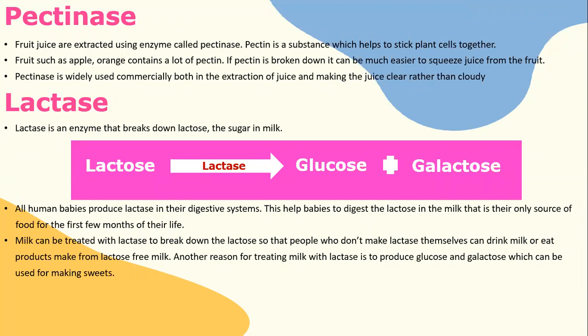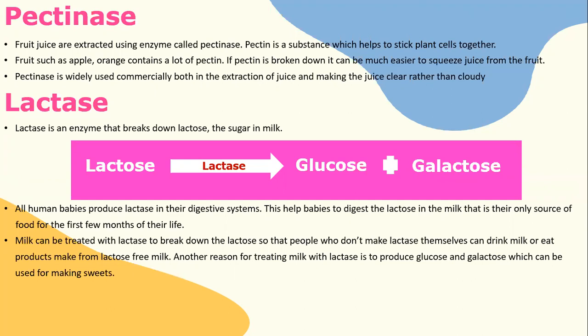Pectinase. Fruit juice is extracted using an enzyme called pectinase. Pectin is a substance which helps to stick plant cells together. Fruits such as apple and orange contain a lot of pectin. If pectin is broken down, it can be much easier to squeeze juice from the fruit. Pectinase is widely used commercially both in the extraction of juice and in making the juice clear rather than cloudy.